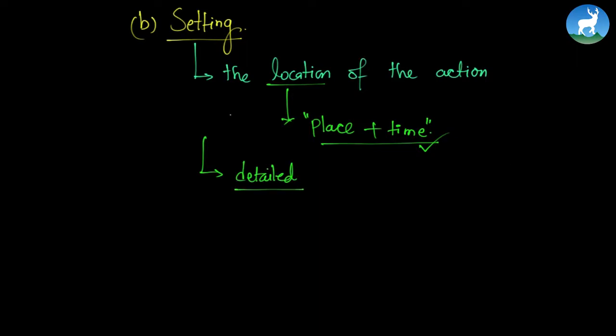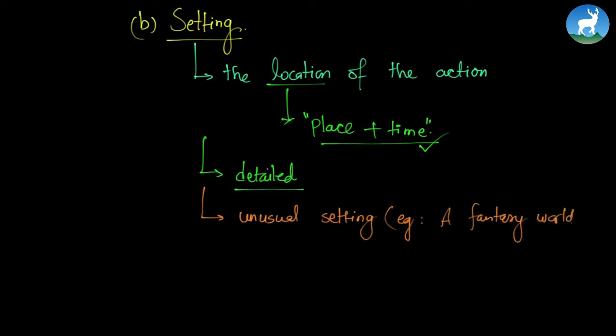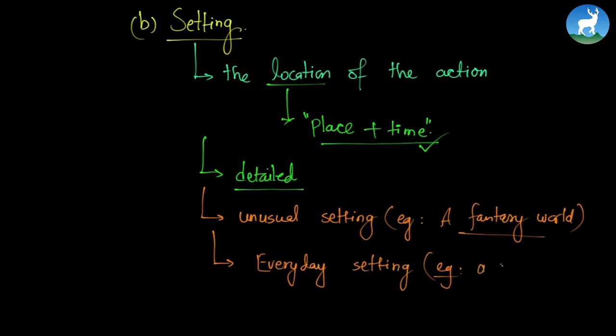Unusual settings such as a fantasy world can be interesting. Sometimes the setting is unusual, for example, a fantasy world. Now this could also be an amusing thing for the readers. But everyday settings can help a reader to better visualize the story and feel connected to the plot. We have another kind of setting which is called everyday setting. So this is mostly used in realistic stories like a realistic world, right? So we have an unusual setting and another is an everyday kind of setting.